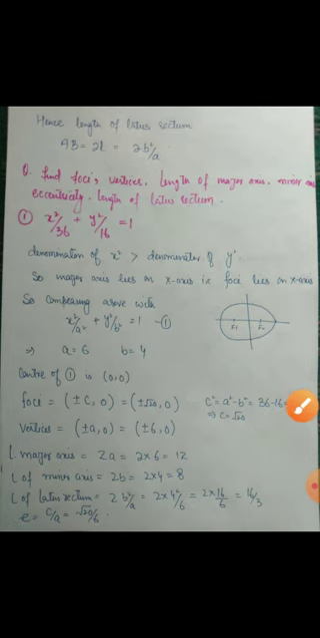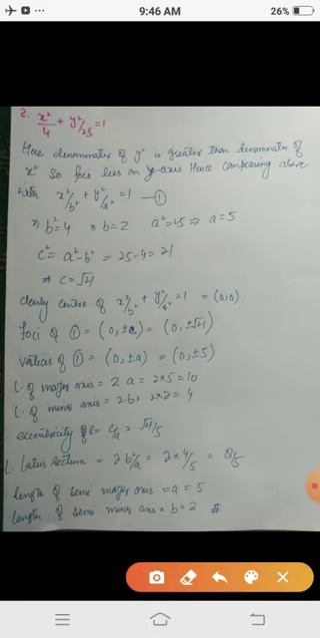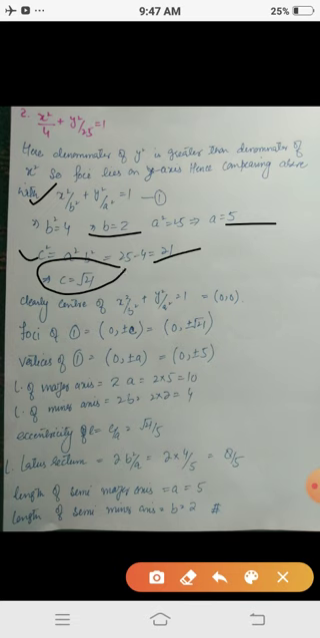Now consider the ellipse whose foci lie on the y-axis, that is x square upon 4 plus y square upon 25 equals 1. Here the denominator of x square is less than the denominator of y square, which implies the major axis is along the y-axis. So comparing this with x square upon b square plus y square upon a square equals 1, we get b equals 2, a equals 5, and c square equals a square minus b square, that is 21, which implies that c equals root 21.